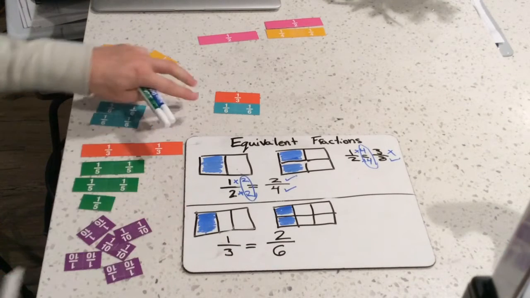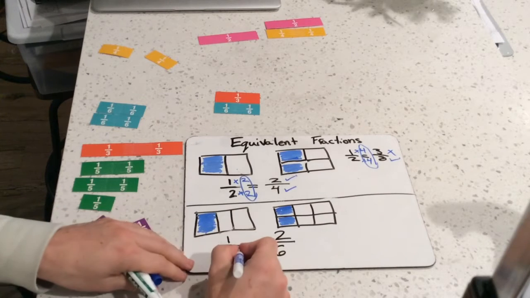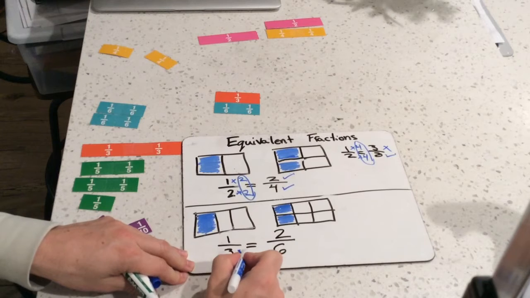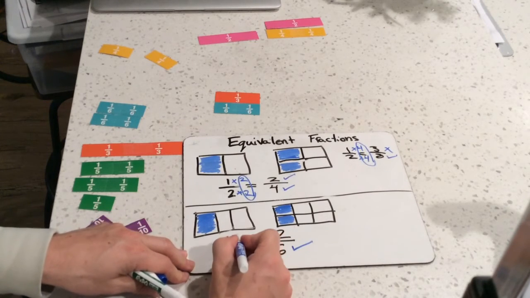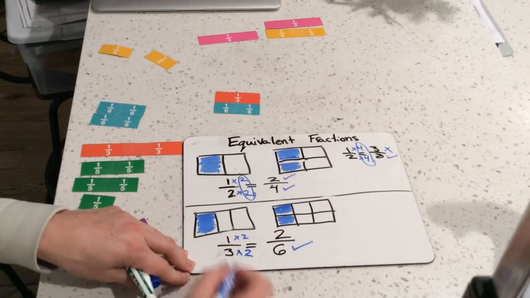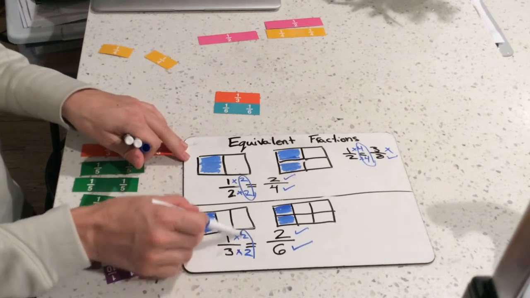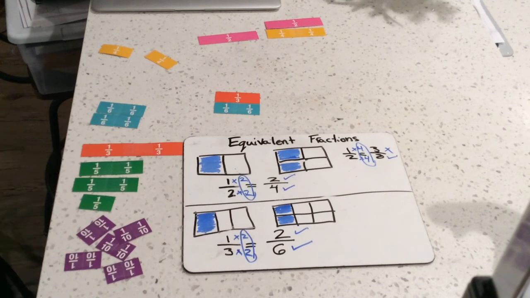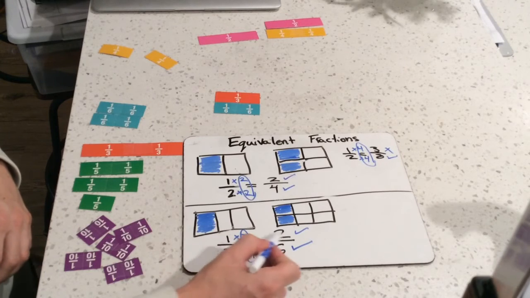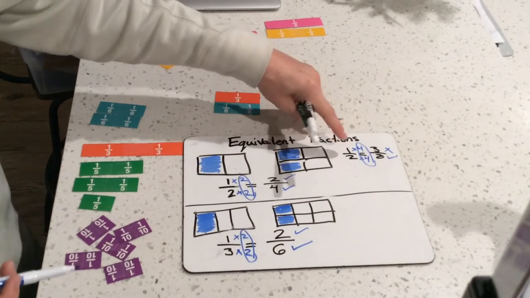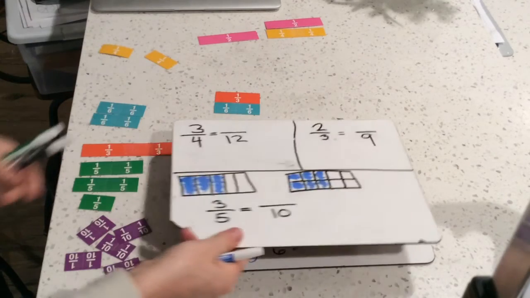I've proved it with a picture. I've proved it with my fraction strips. Now I want to prove it mathematically. 3 times 2 will give me 6. If I multiply by 2 on the denominator, I multiply by 2 on the numerator. 1 times 2 is 2. I've multiplied by the same thing, top and bottom, and I get a true statement. Okay? What I mean by that is 3 times 2 is 6, and 1 times 2 is 2. Not like our not example up here. A couple more examples for you.